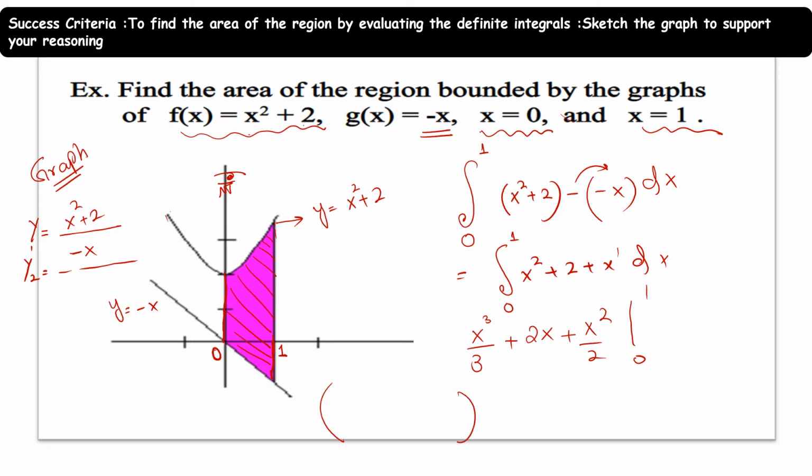First of all, apply the upper limit minus the lower limit. The upper limit is 1, so replace x by 1: 1 cubed over 3 plus 2 times 1 plus 1 squared over 2. Then the lower limit: 0 cubed over 3 plus 2 times 0 plus 0 squared over 2. Now calculate.